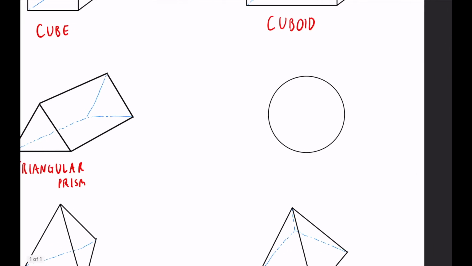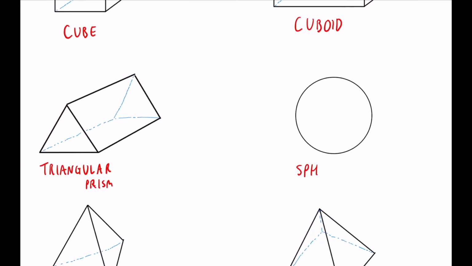Here, it's hard to draw a 3D version of this, but it's actually a sphere. Now a sphere is basically like a ball, so whether that's a football, a tennis ball, that kind of thing. It's just a round shape, has no corners, no vertices, and just one big curved face.